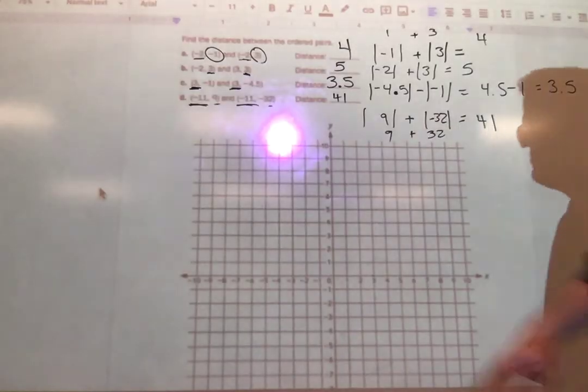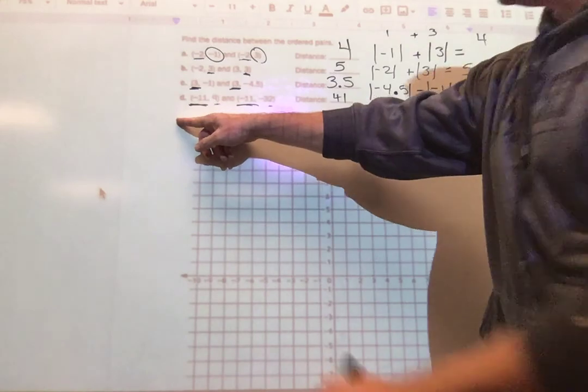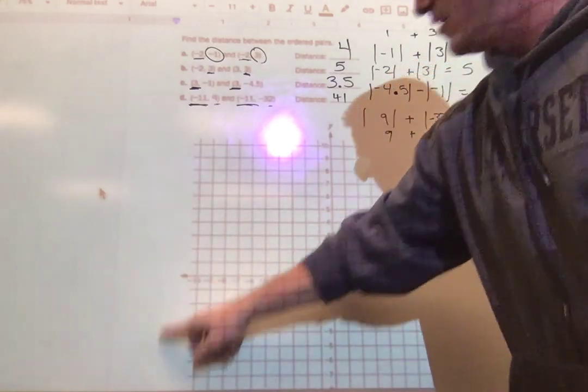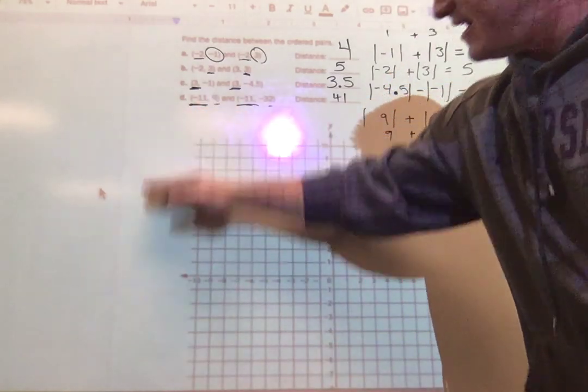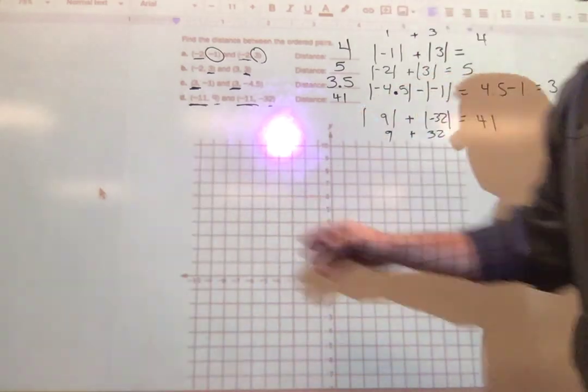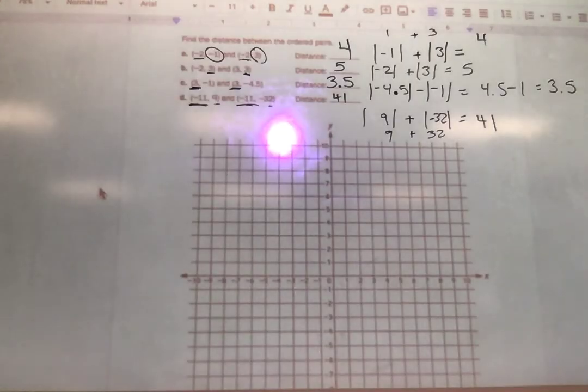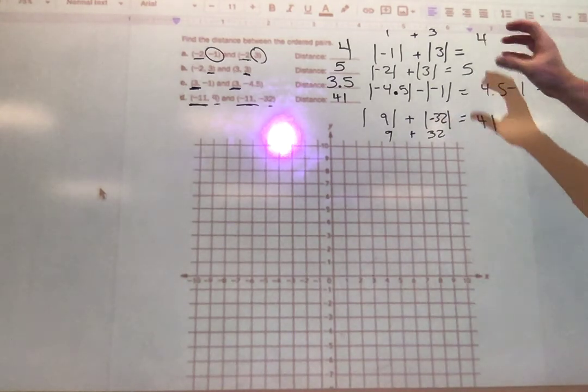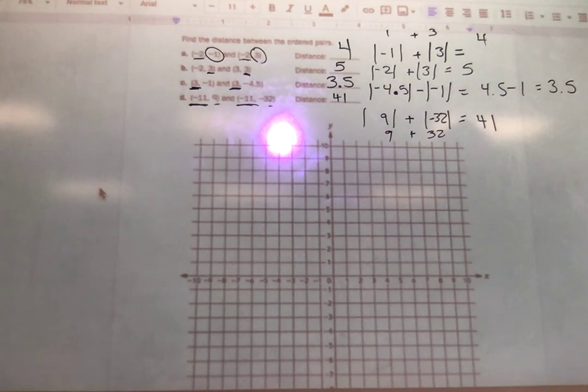And if you kind of just visualize that, if I go up 32, or excuse me, down 32 and up 9, I've got to add those together to get that total. So they're a long ways apart, and they'd be 41 apart. All right, so very, very new concept here, and see if you can understand how absolute value actually can find that for you.